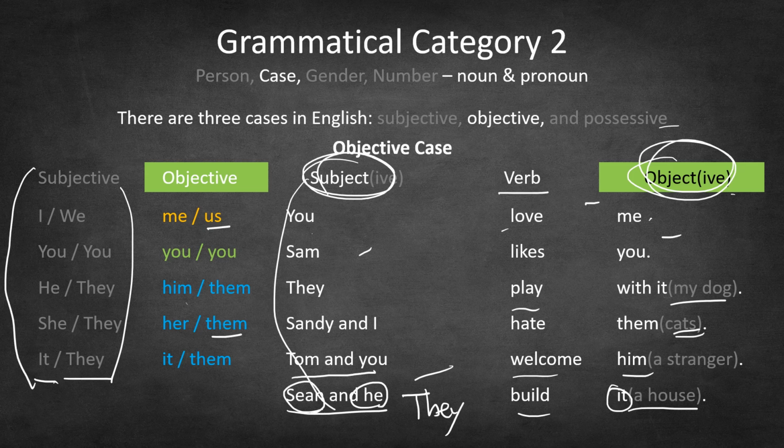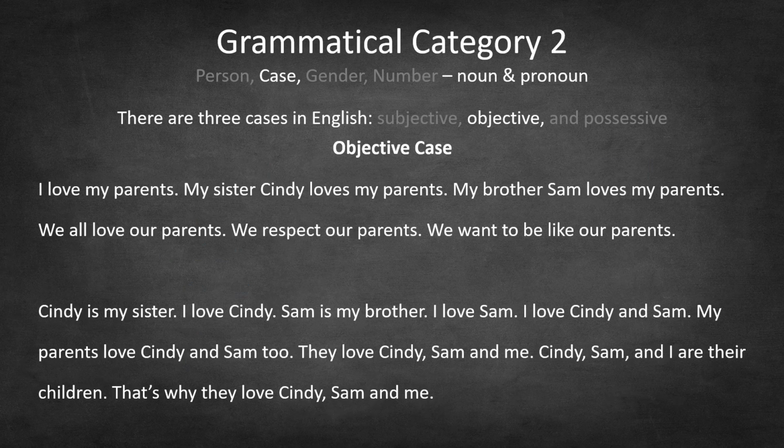Okay, let's go to the next page. It's a practice. I love my parents. My parents, right? So this is a good starting sentence. My sister Cindy loves my parents. Okay, my parents is being repeated. So my parents is my mom, my dad. So they become them. My sister Cindy loves them.